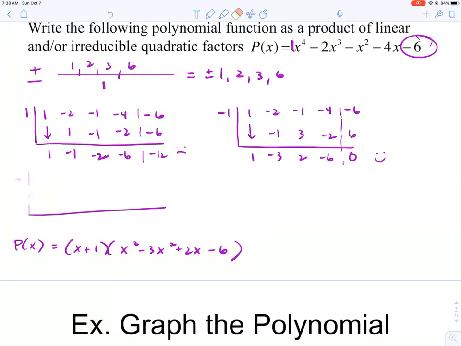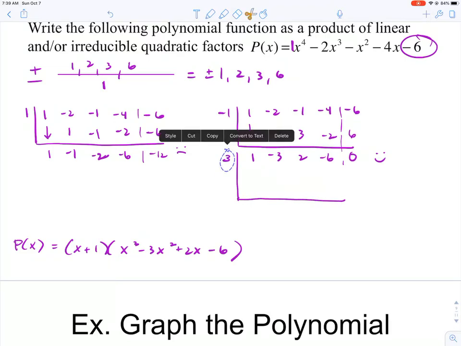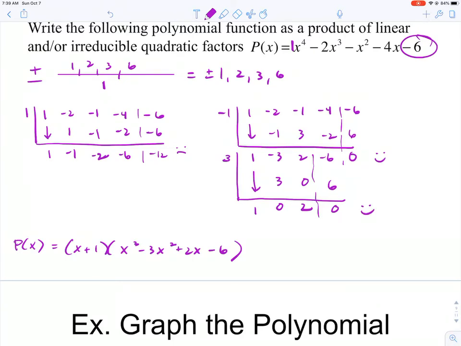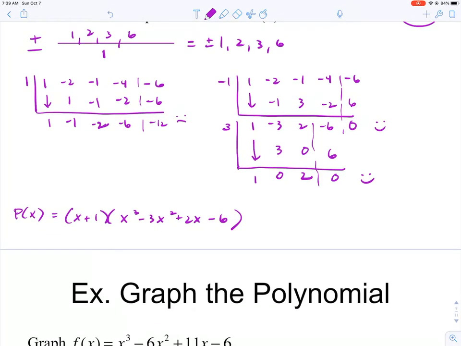And you know what? We're seeing if x minus 3 divides into this factor here. I'm going to set this up like this, just so I don't have to rewrite those factors again. Okay. So x minus 3 works.